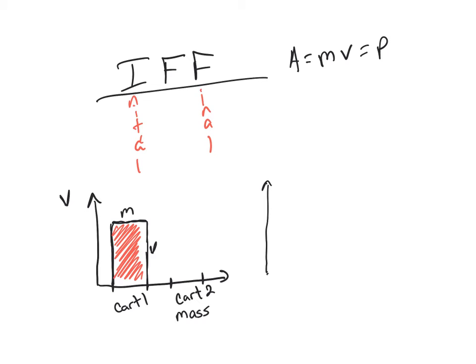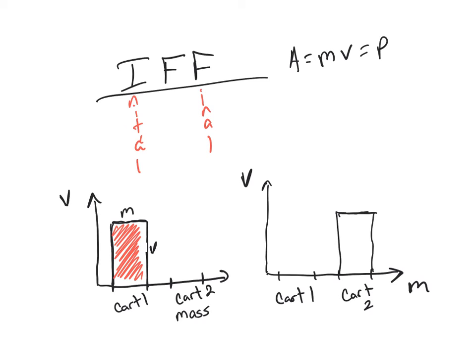If we then create a second graph showing our final situation, here's cart 1, here's cart 2. In this case, cart 1 collides with cart 2. Cart 2 goes flying off and cart 1 comes to a stop. As we noticed, cart 2 leaves with the same velocity that cart 1 came in with.